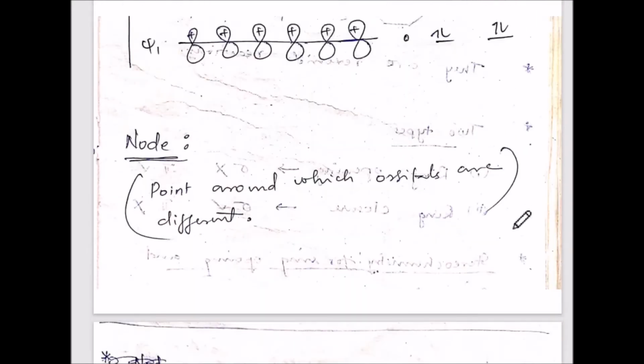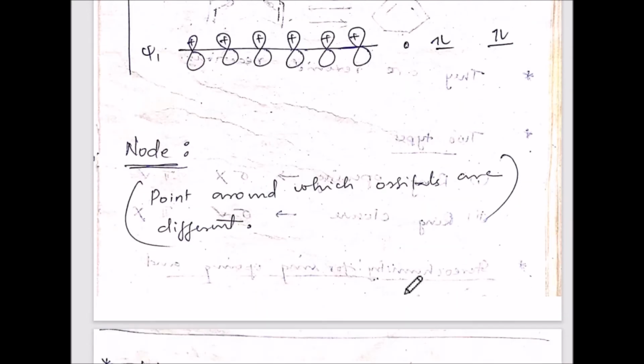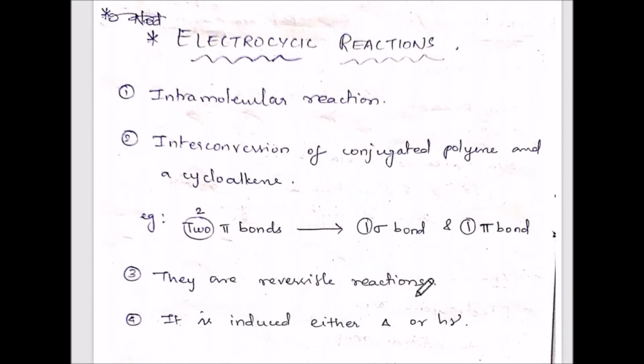Okay, good. Now the next one. So this is the definition for node which I told you, the point around which the orbitals are different. So this is how you will draw your pi molecular orbitals. Okay, now let's get into the electrocyclic reactions.